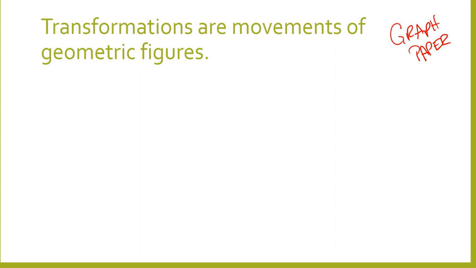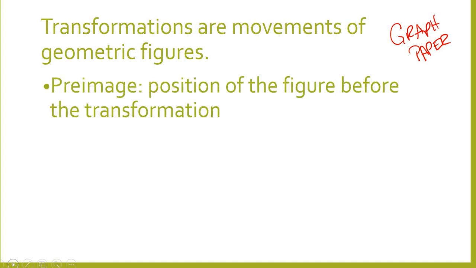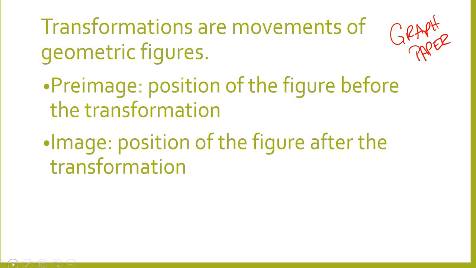Okay, transformations are movements of geometric figures. So we're moving triangles, squares, any kind of geometric figure on the coordinate plane. We have two terms we need to talk about. The pre-image is what we're going to call the position of the figure before the transformation. And the image is the position of the figure after the transformation. In other words, it's the new image that we're working with.